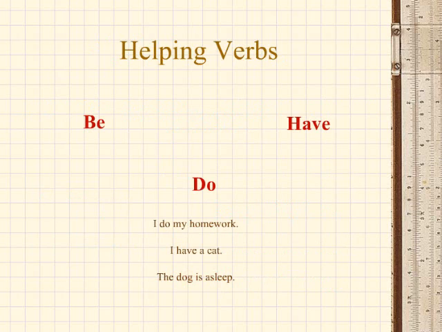Helping verbs, the verbs that accompany the ing and ed forms of the verbs we were just talking about, include be, have, and do, and all forms of these verbs. For example, forms of be include is, am, are, were, was, etc. While they work great as helpers, these verbs can also stand alone, as you can hear in the following examples. I do my homework. I have a cat. The dog is asleep.